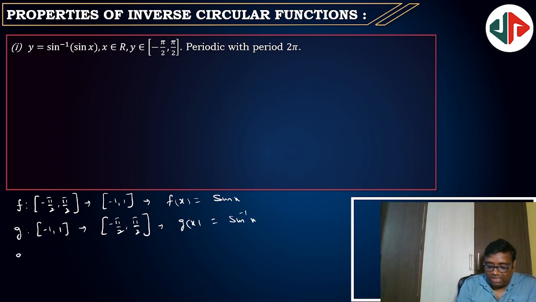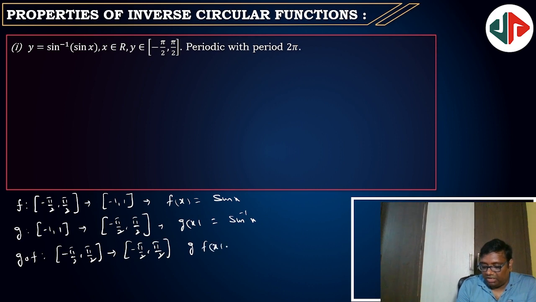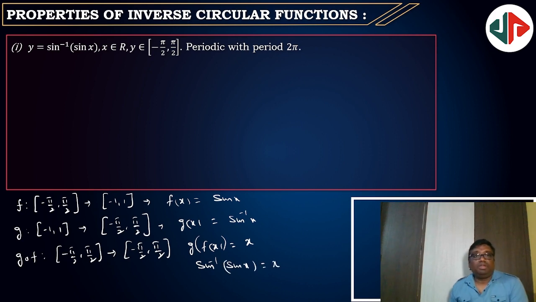Now, if you find g circle f, it is defined from minus pi by 2 to plus pi by 2 to the closed interval minus pi by 2 to plus pi by 2. G of f of x value is always equal to x. Composition of an inverse function concept. G of f of x means what is the value? Sin inverse of sin x is always equal to x. So it is always equal to x when x belongs to minus pi by 2 comma plus pi by 2.